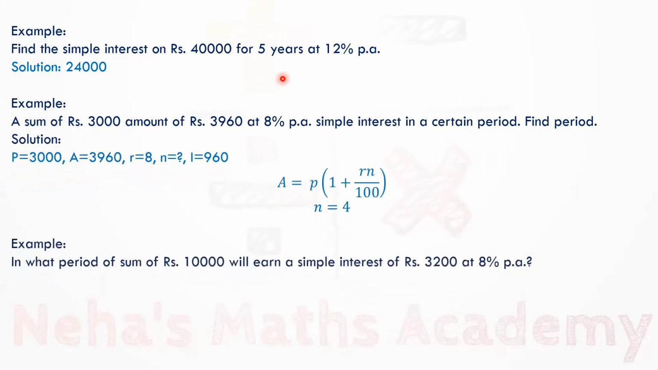Next example. In what period of sum of rupees 10,000 will earn a simple interest of rupees 3,200 at 8% per annum? Pause the video and try to solve this example. P is 10,000, I is 3,200 and 8% per annum means R is 8. Find the value of N.